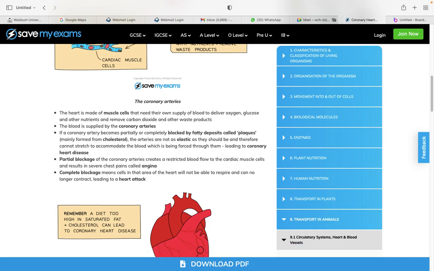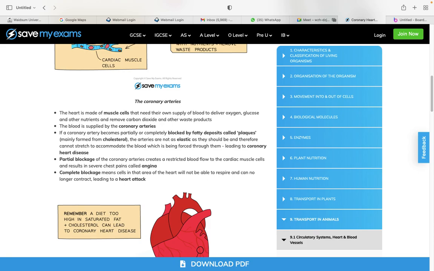Now, let's take a look at the coronary arteries. The heart is made up of muscle cells that need a whole supply of blood to deliver oxygen to them. Not only oxygen, it also has to deliver glucose and other nutrients, and also remove carbon dioxide and other waste products in the cardiac muscle cells. There has to be a system in place that brings oxygen, nutrients, and blood through the coronary arteries to the cardiac muscle cells. That's one phase. The second phase is that the waste products, like carbon dioxide and others, must be taken away from the cardiac muscle cells. If not, then there will be a problem.